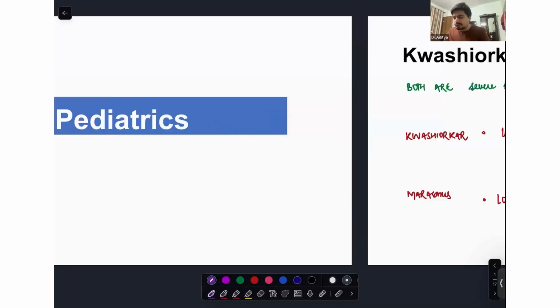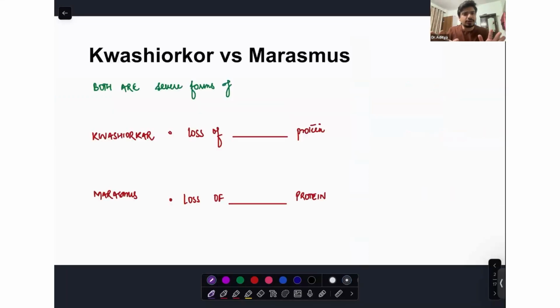The first topic that I'm going to do is a very simple one, the Kwashiorkor versus Marasmus. Now, a lot of you must have just rote memorized it. Kwashiorkor is protein deficiency, Marasmus is calorie deficiency. I want to clear a core concept for you.